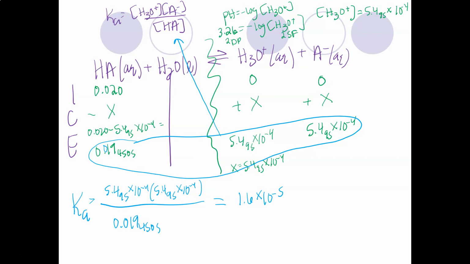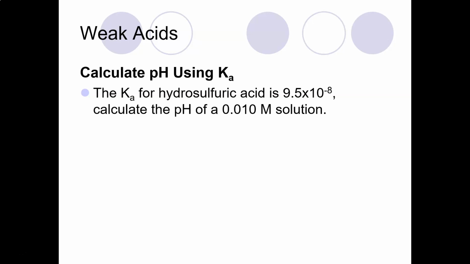All right. I want you to do one more example. I want you to try this one. The Ka for hydrosulfuric acid is 9.5 times 10 to the negative 8th. You're supposed to calculate the pH of 0.010. So hit pause, do the problem, and then hit play, and we'll go through it together.